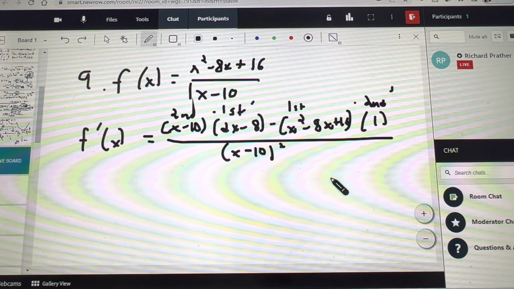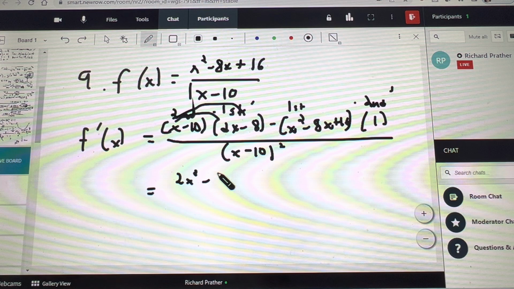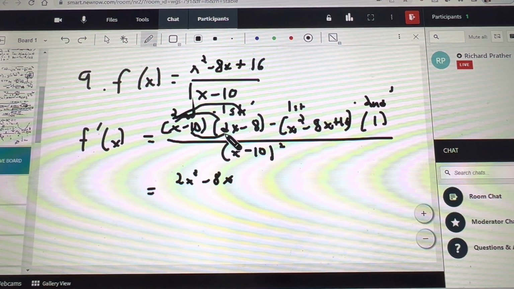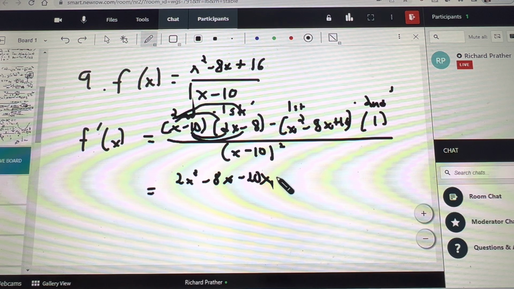Now, in chapter 3, they let us put these answers in often, and we didn't have to waste time cleaning them up and simplifying them. But here we're going to need to do that because we need to know when this equals 0 and when this is undefined, and it will be too hard to know that from a really messy version of it. So I'm going to go ahead and clean this up and get 2x squared minus 8x minus 20x plus 80.